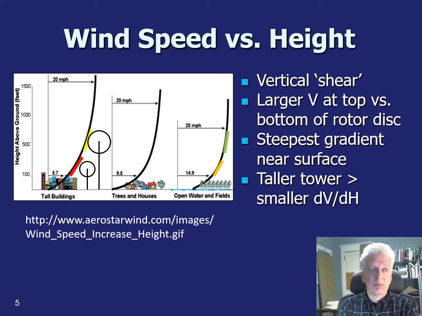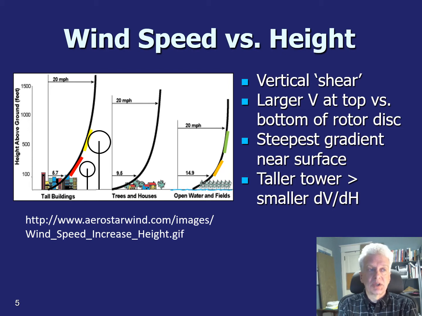But at the ground, basically air in contact with the surface, we define the velocity at the surface to be 0. And then the characteristics of the surface, whether it's bumpy or smooth, whether there's mountains, tall buildings, trees and houses, or open water and fields, each of those has different effects on how much the speed varies between the surface and the near surfaces where a wind turbine can reach.